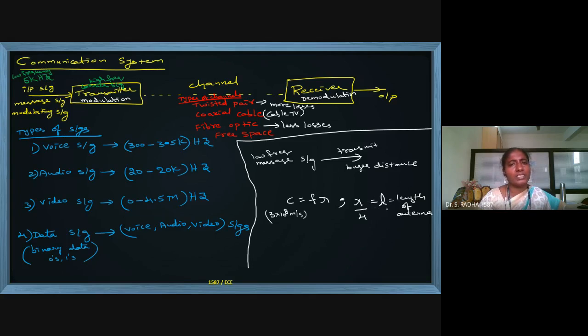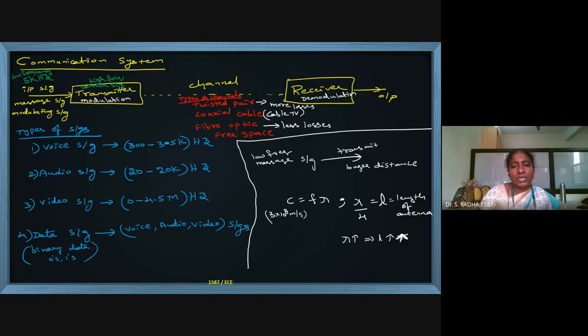I'm going with the general signal, where lambda is the general signal transmission wavelength. Lambda by 4: if the wavelength lambda increases, the length of the antenna also increases. We are going to transmit a low frequency signal for a very long distance, so the wavelength increases and the antenna height also increases. We cannot design an antenna kilometers long, a 25 or 30 kilometer antenna.